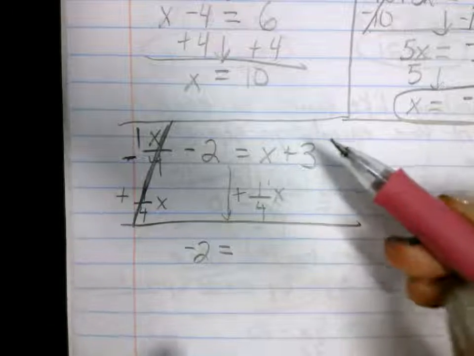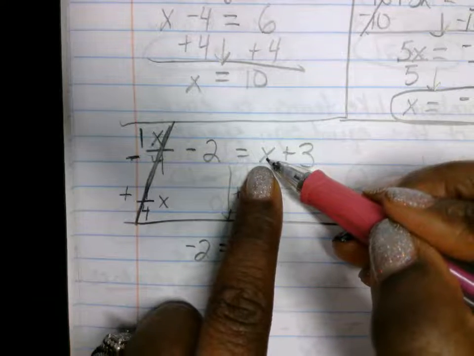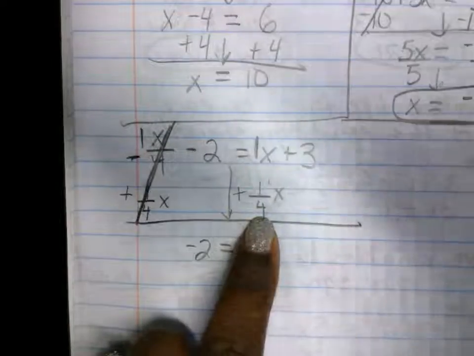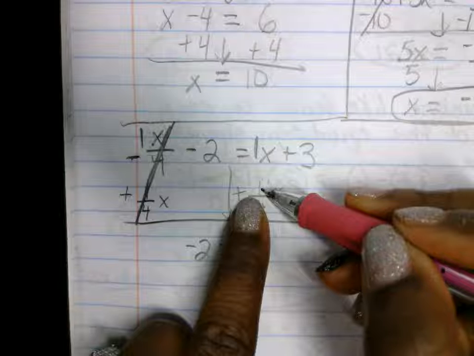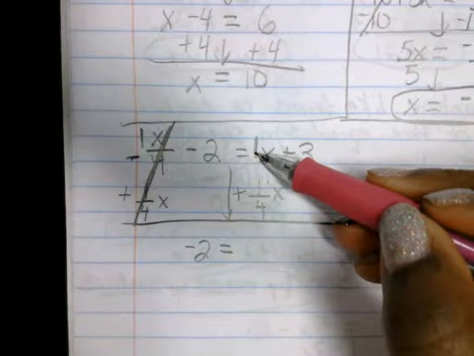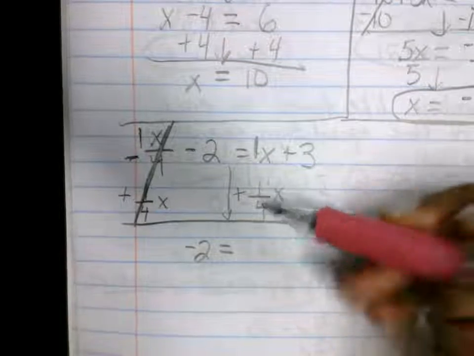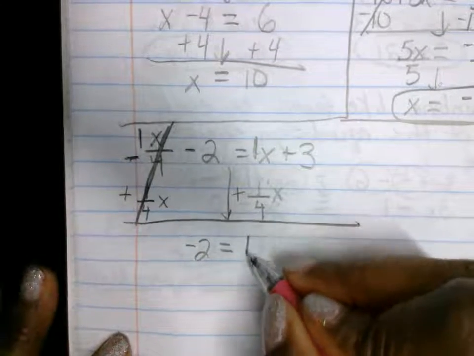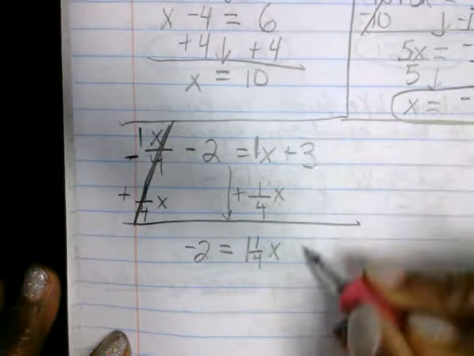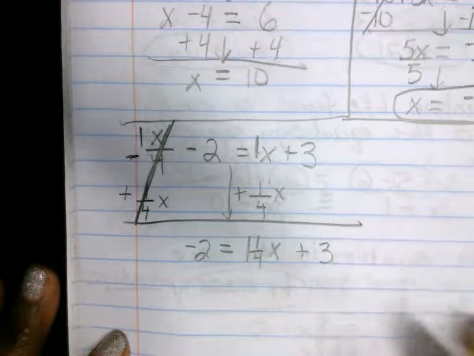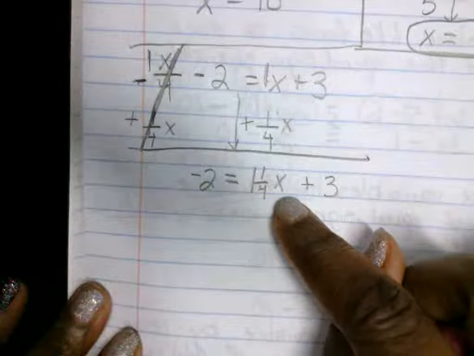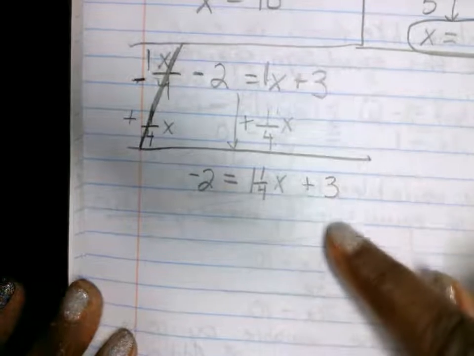Now I'm looking at this side. What number is automatically in front of this X? A 1 is. Just like 1 was automatically in front of this X here. So now I'm going to add, what is 1 plus 1/4? 1 and 1/4. So this is 1 and 1/4 X. Bring down the plus 3. Any questions about how I get 1 and 1/4 X? Any questions about how I just brought down the 3?